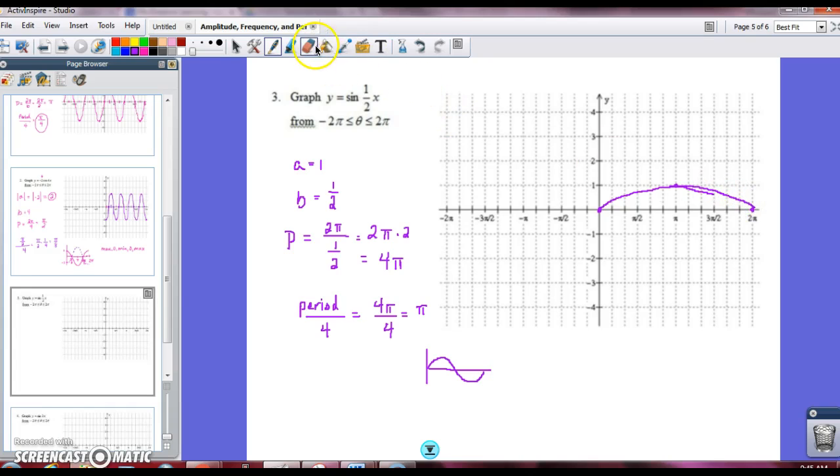Okay, that's all that I end up with from 0. Let me erase that little piece there. From 0 to 2 pi. And so if I went back this way, the same thing would happen.